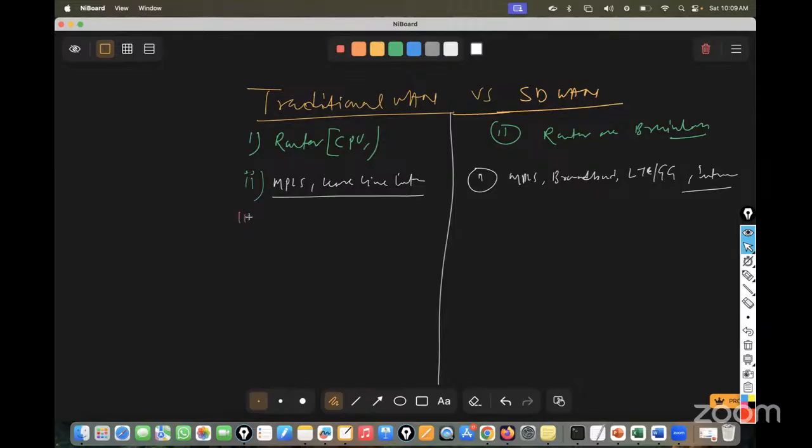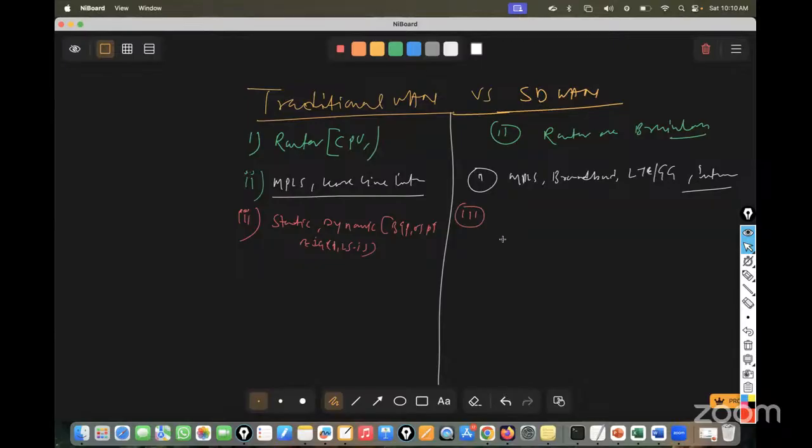The third thing, the most important, if I talk about traffic routing, how the traffic routing is going to happen. In the traditional WAN, we can still do static routing, and you can do dynamic routing. For dynamic routing, you can use BGP, OSPF, EIGRP, right? IS-IS. All these options are available.